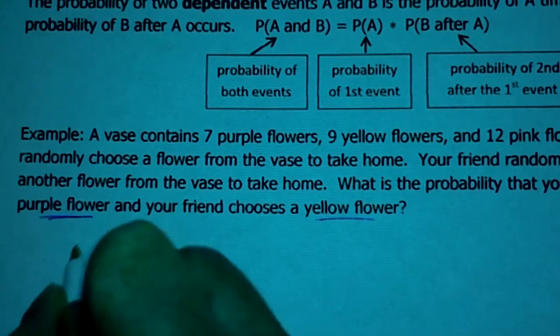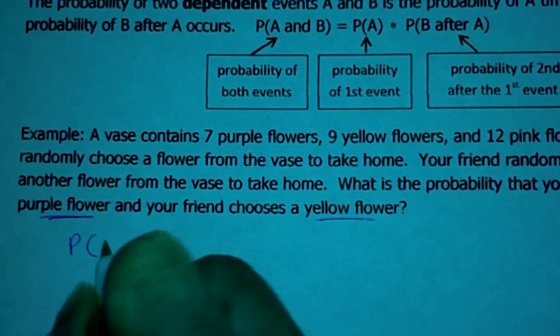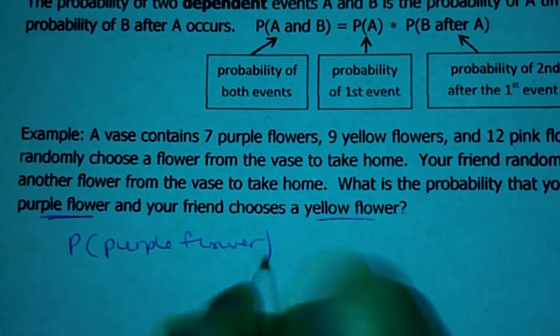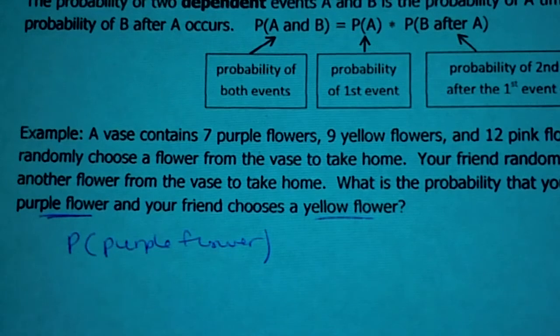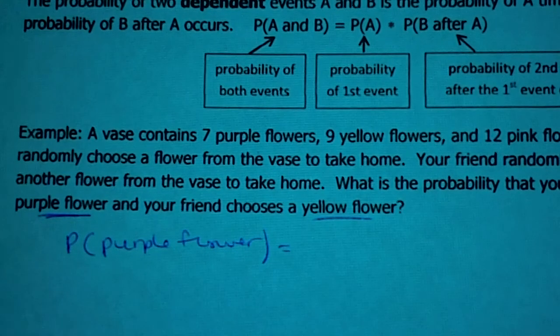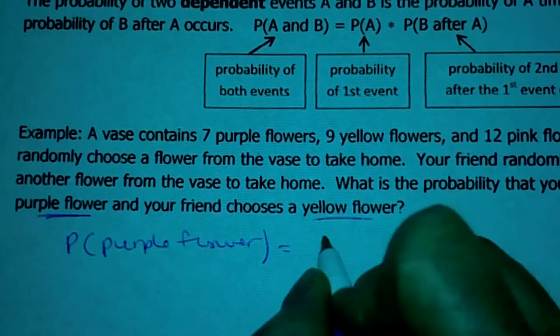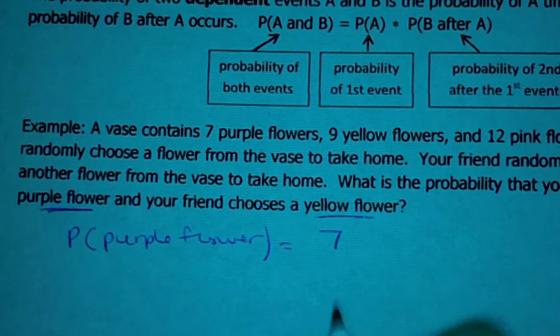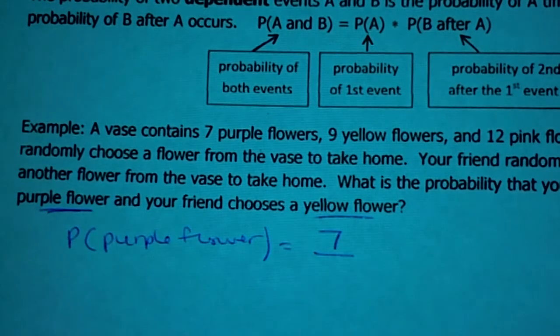The first event, it's the probability of the purple flower. So we need to figure out what are the chances of drawing a purple flower. Well, how many purple flowers are there? That's our numerator. When you look back up at the paragraph, it says there are 7 purple flowers. So that's the events that could take place here. Now, out of how many? Because probability is written as a ratio, right? So I need to know how many flowers there are in this vase.